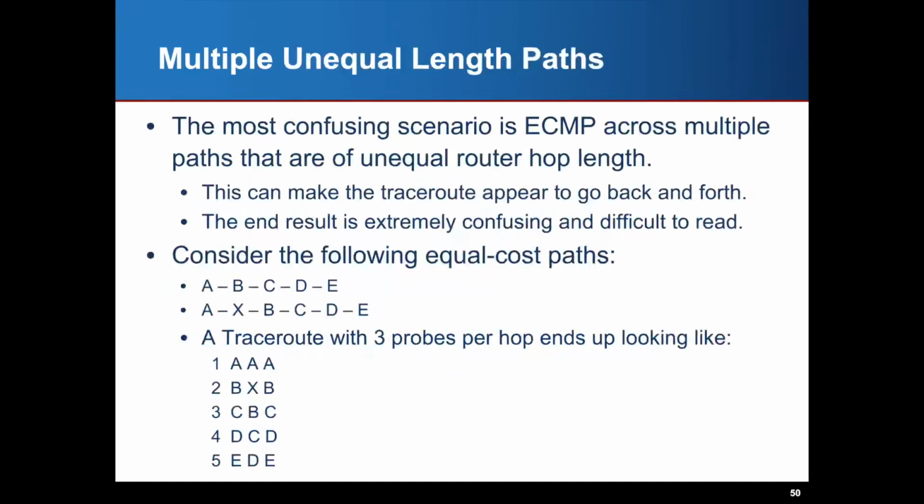So the most confusing scenario, the one that trips people up the most, is when you have multiple paths that are of unequal length. So in this example, A, B, C, D, E is your forwarding path, but another equal cost path is from A to X to B. So what you end up having is something that looks like BXB, CBC, DCD, and it looks like at every level that it's jumping back and forth.